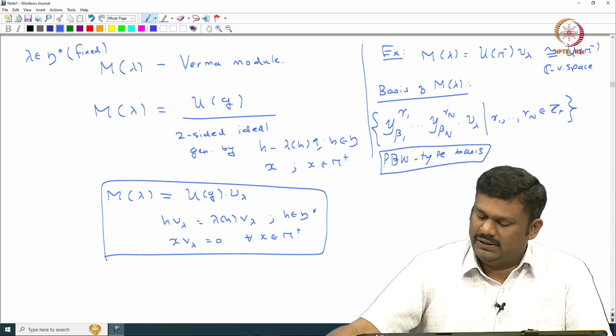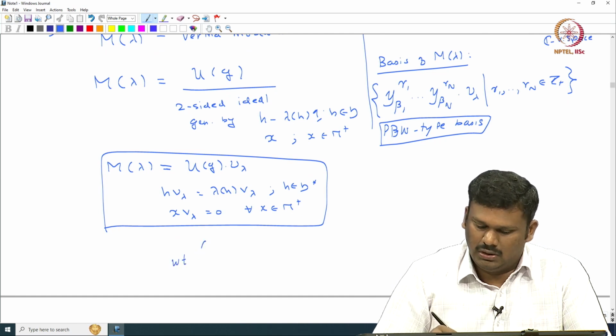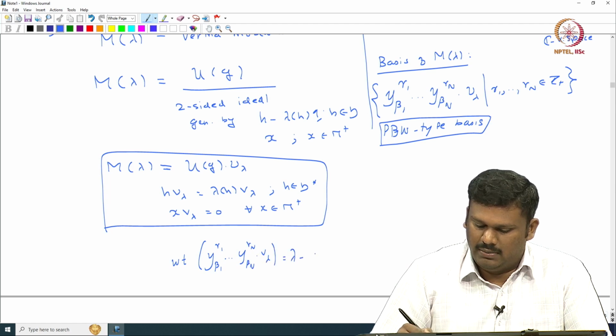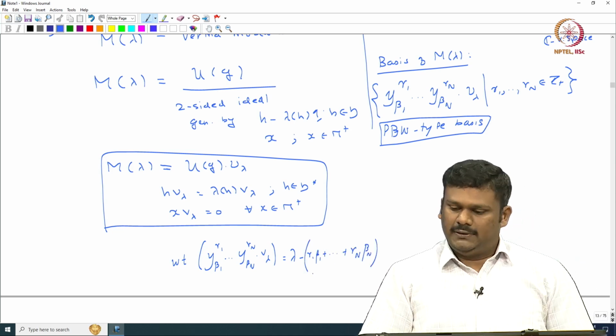So, note the weight of this basis element, y beta 1 power r 1 etcetera y beta n power r n v lambda. This is nothing but lambda minus r 1 beta 1 plus etcetera plus r n beta n. Okay. So, this is the weight.